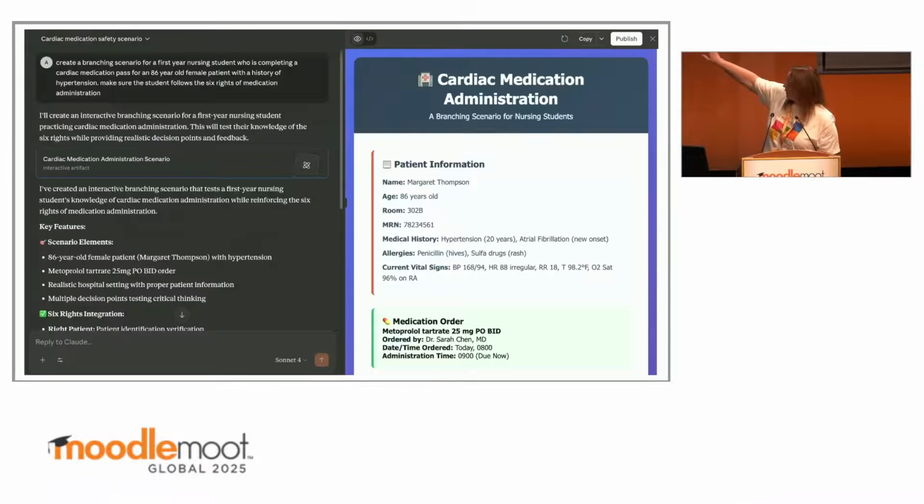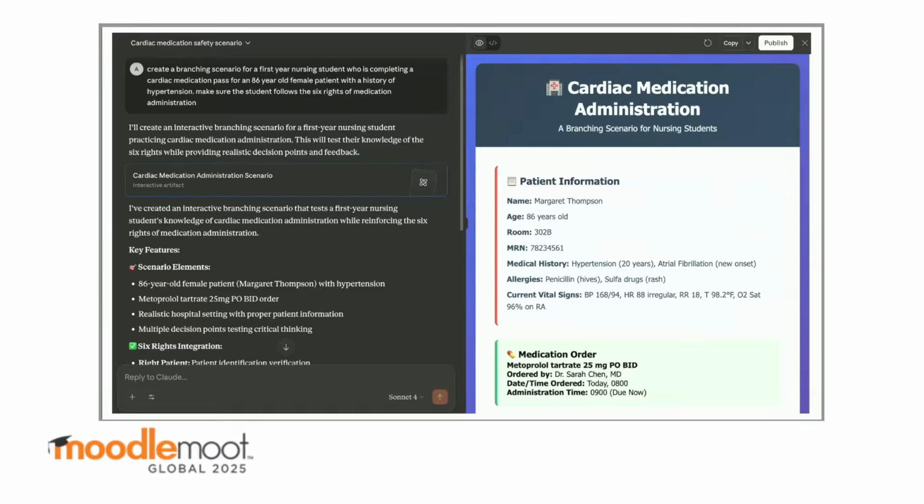Not only do I have the written piece on the side there, it also gave me a graphic that looks like a patient chart so that I can put that right in front of the student, which I love to do in one of our more interactive activities in Moodle, things like lesson or using other interactive tools so that students have multiple ways to digest this. And I went through and it was a pretty good branching scenario. Much better than the days where I had to write all this out by hand and make it up myself.